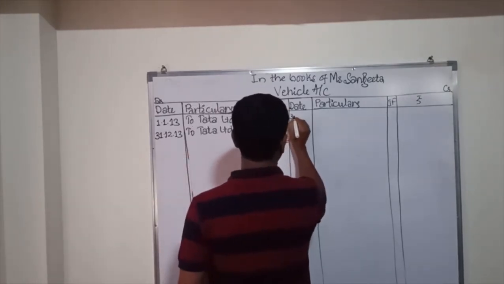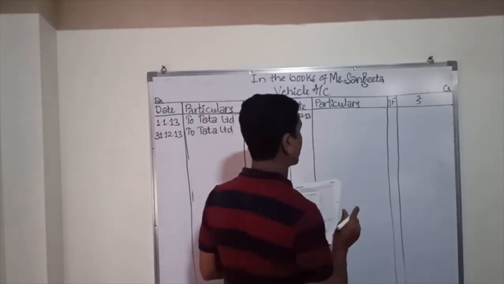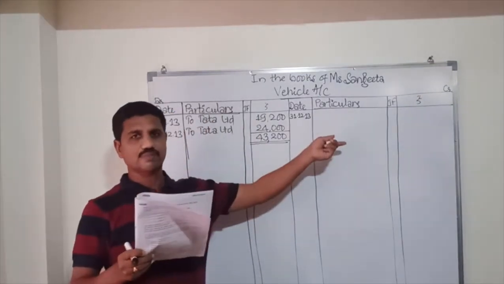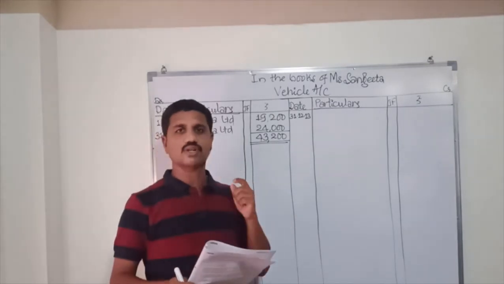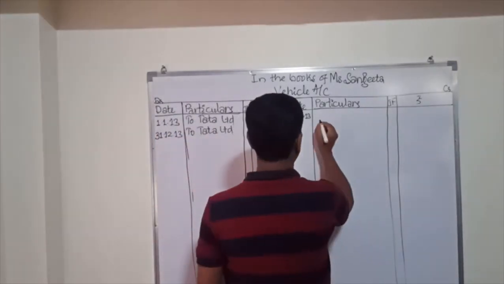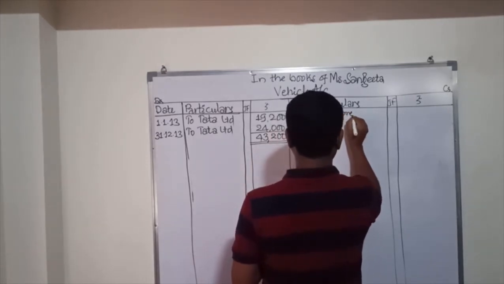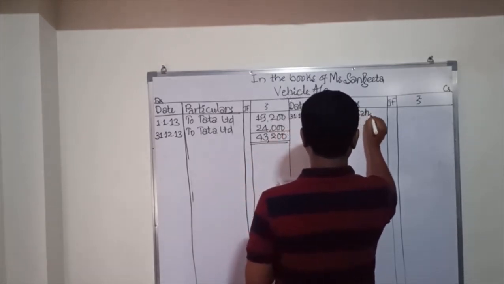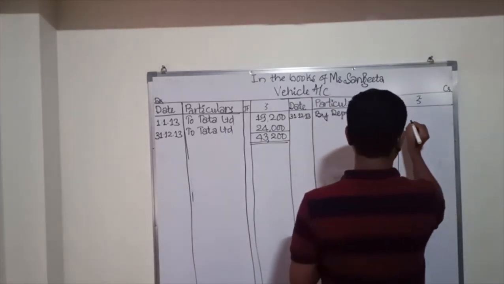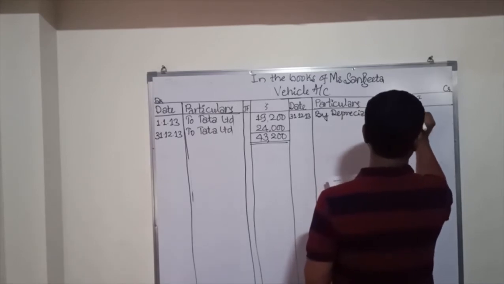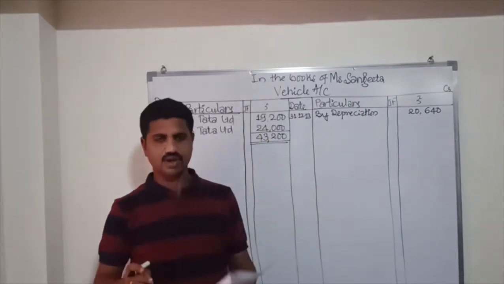The depreciation is allowed on 31st/12/13. So at the end of the year, the first year's depreciation will be allowed. So the journal entry is depreciation account debit to vehicle account. So vehicle account is credited by depreciation. In the hire purchase chart, we have calculated depreciation for the first year as rupees 20,640.